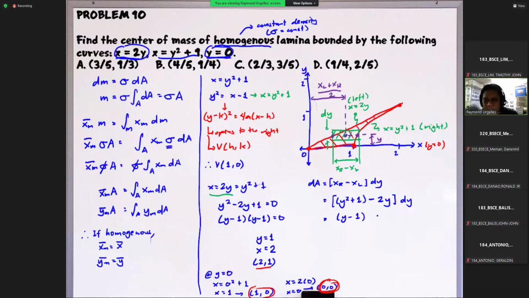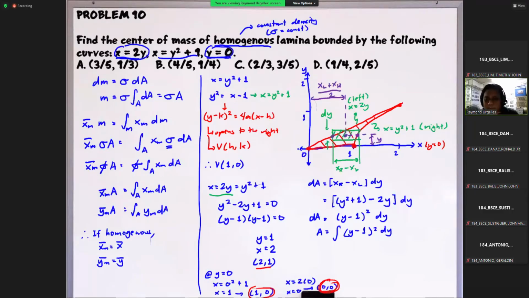Pero kahit hindi nyo naman siya i-simplify, okay lang. No? So kasi isosolve nyo rin lang naman to sa calculator. So to solve for the area, so ang area natin dito, diba? So will become the integral of y minus 1 squared. So then this quantity dy.